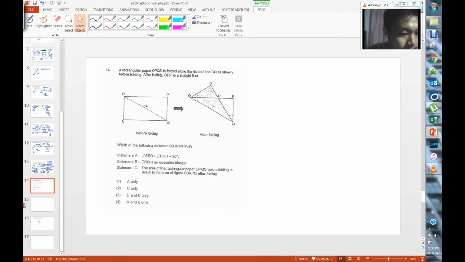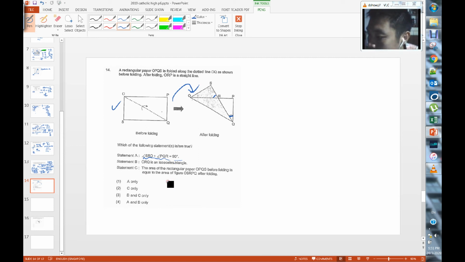Next. Over here, it says a rectangular paper. So you have a rectangular paper here, and this paper is folded into this shape. Then you are asked which of the following statements are true. So now let's look at SRQ. Where's SRQ? This is SRQ. And then PQR. Where's PQR? This is PQR. So whether this statement is true or not true.